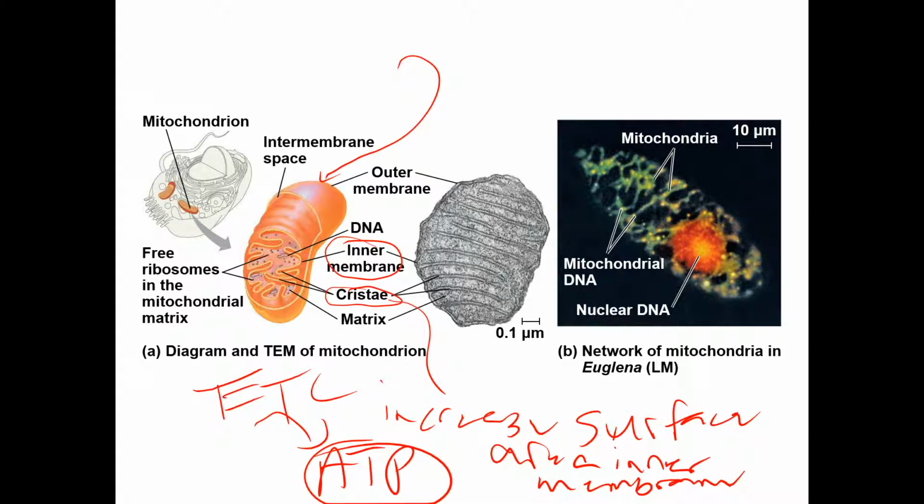Between your outer membrane and your inner membrane, you actually have this void. This cavity is referred to as the intermembrane space. And then inside the inner membrane, you have this fluid-filled compartment that we call the matrix. In the matrix, this is where you find the ribosomes, and this is where you find your mitochondrial circular DNA.